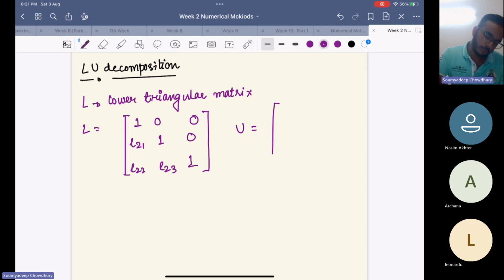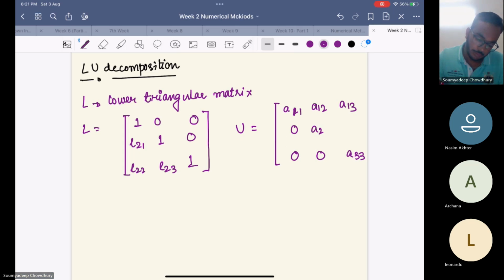And U is basically, all elements below the principal diagonal will be 0, right? So this is A11, A12, A13, 0, 0, 0, A33. This is your upper triangular matrix.